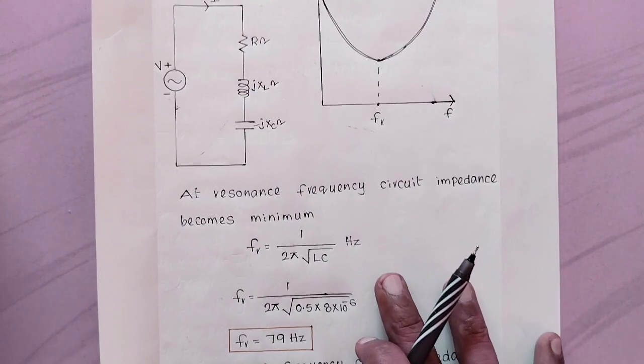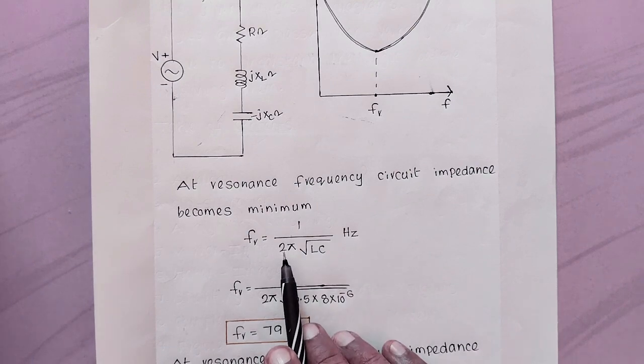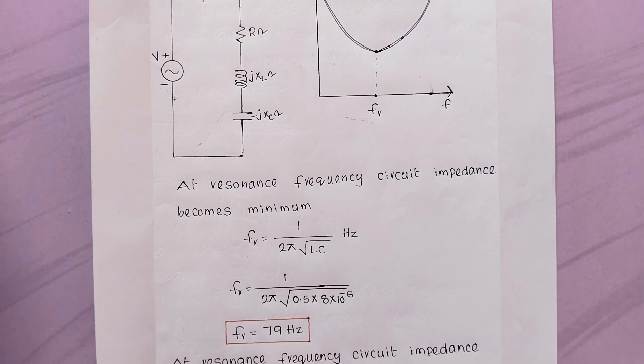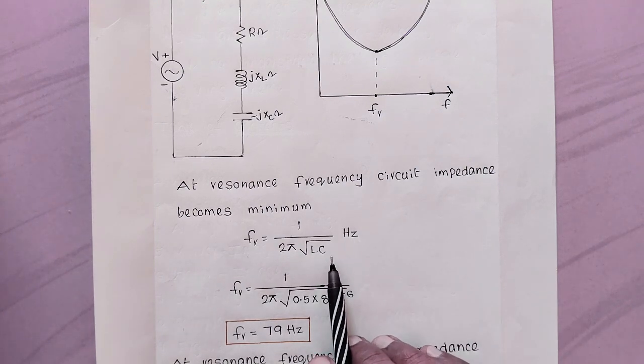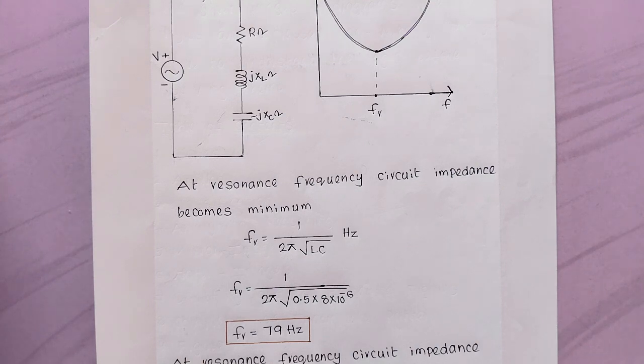So the formula to find resonance frequency is FR equal to 1 by 2 pi root LC hertz.